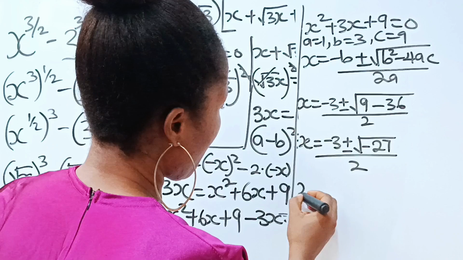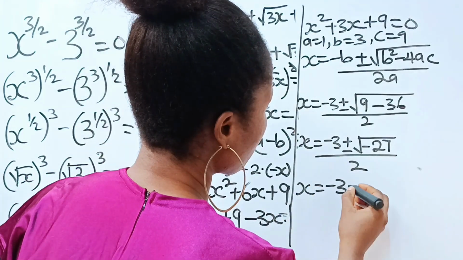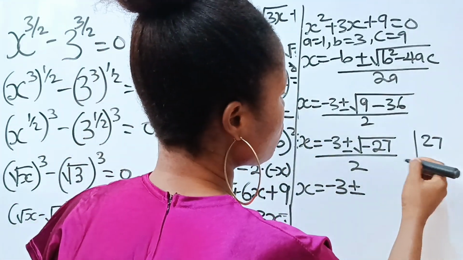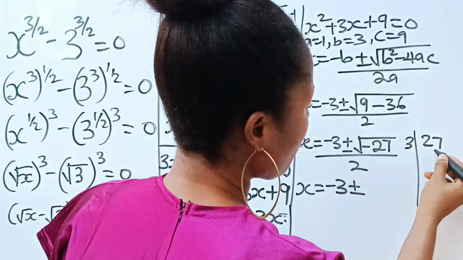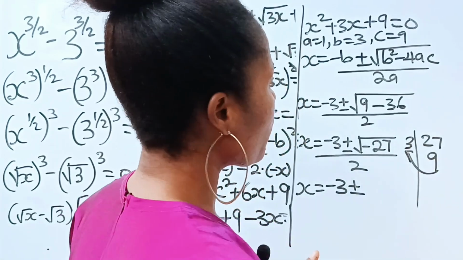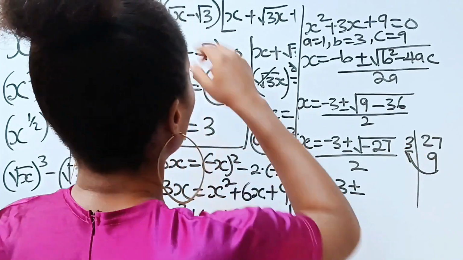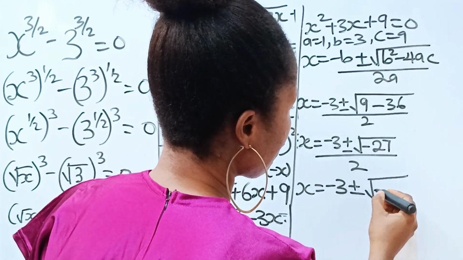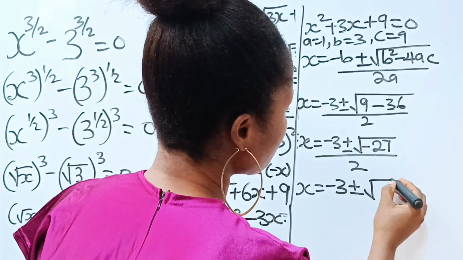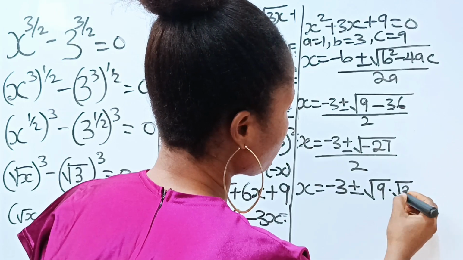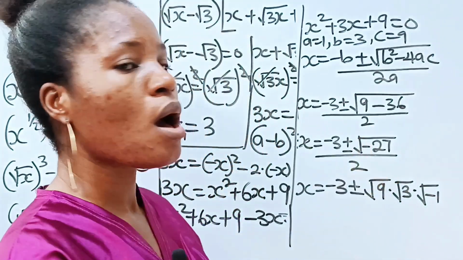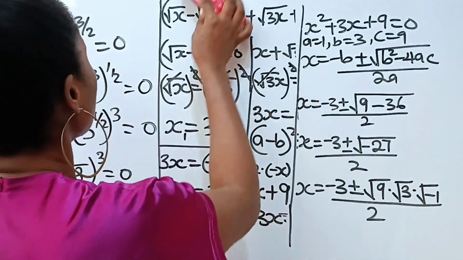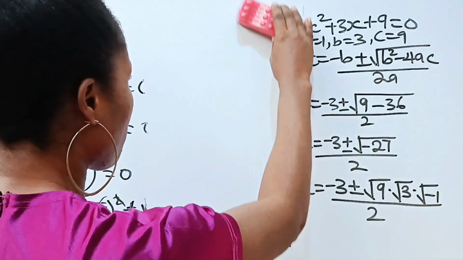So we can write that x is equal to minus 3 plus or minus. Now let's simplify 27. If we simplify this 27, what can divide this 27? It should be 3, and we have 9. So 9 times 3 will give us 27. So this is the perfect square and this is the ordinary number. So we can now rewrite the square root of minus 27 as the square root of 9 multiplied by the square root of 3 multiplied by the square root of minus 1, because of this minus sign, divided by 2.